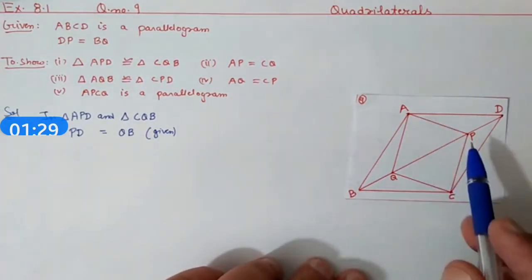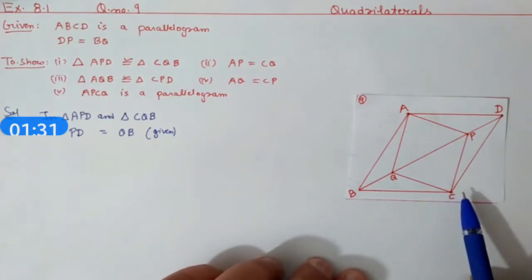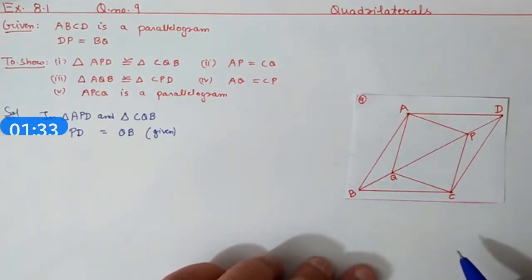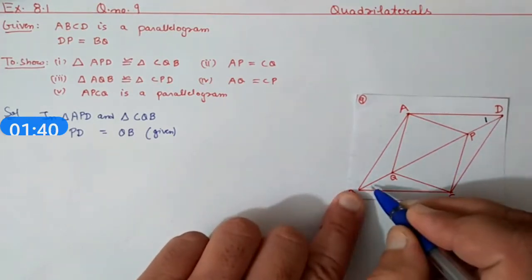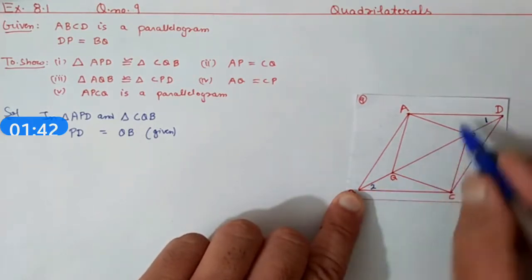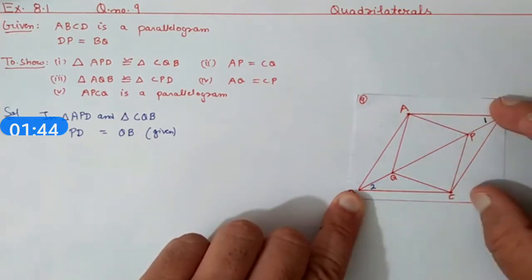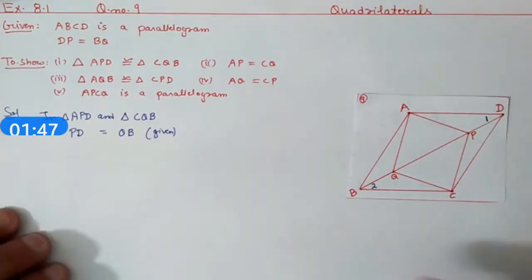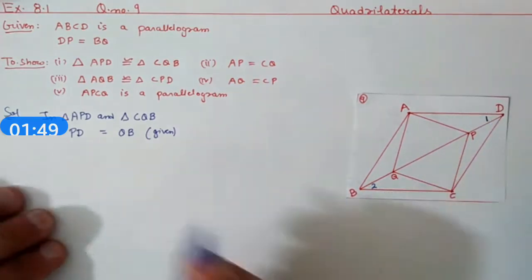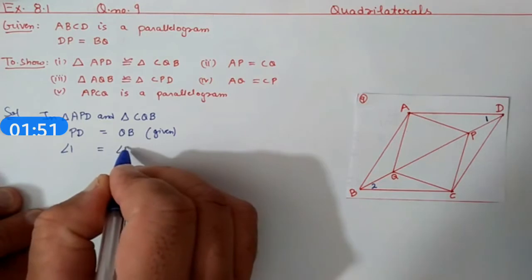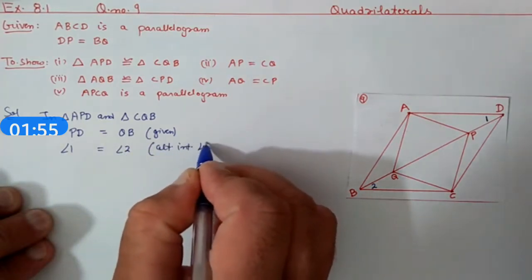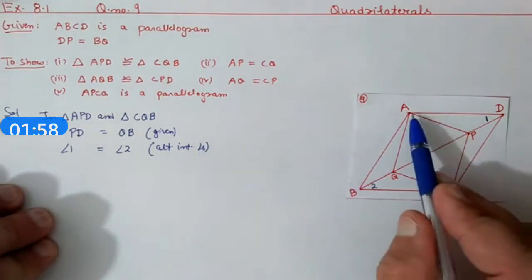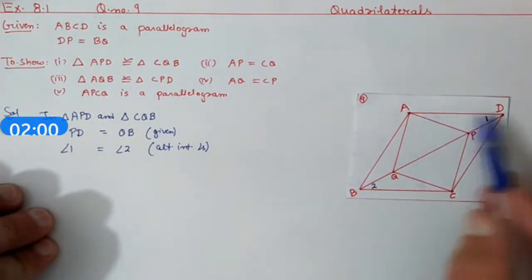After that, beta, ABCD is a parallelogram, so BC will be equal to AD. Why? Because these are the opposite sides of a parallelogram. So you will write the reason, and after that you can mark the angles 1 and 2. AD will be parallel to BC, so angles 1 and 2 are alternate interior angles. So firstly you will write angle 1 equals angle 2, alternate interior angles, and then you will write the equal side AD equals BC.